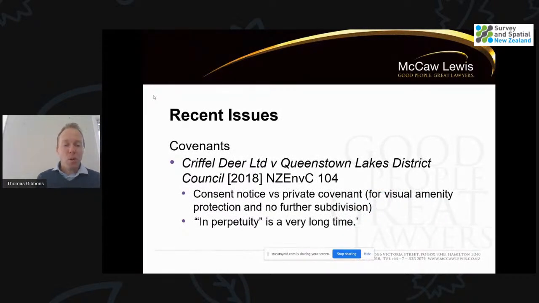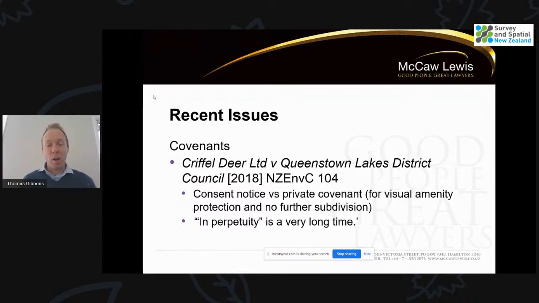A few comments on covenants, really to highlight some issues happening in the Environment Court. The Criffle Deer case is important. It was about protecting visual amenity outside an urban area. And the court spent some time debating whether a consent notice was better than a private covenant and how long the covenant should last for.